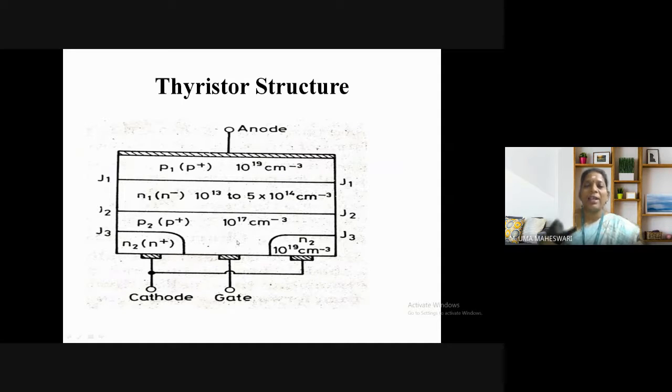So it is a 4-layer device with 3 junctions: J1, J2, J3. The anode terminal is connected to the heavily doped P-type layer, the cathode terminal is connected to the heavily doped N-type layer, and the gate is connected to the inner P-type layer, nearer to the cathode terminal. This N minus layer is called the drift region. The drift region is responsible for the breakdown voltage of the device, and its thickness determines the depletion region width.